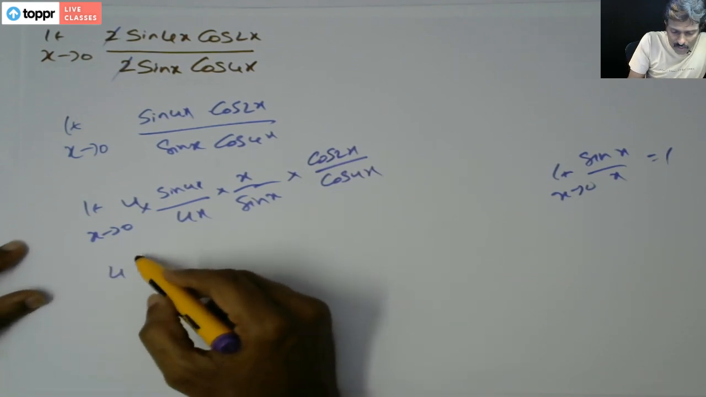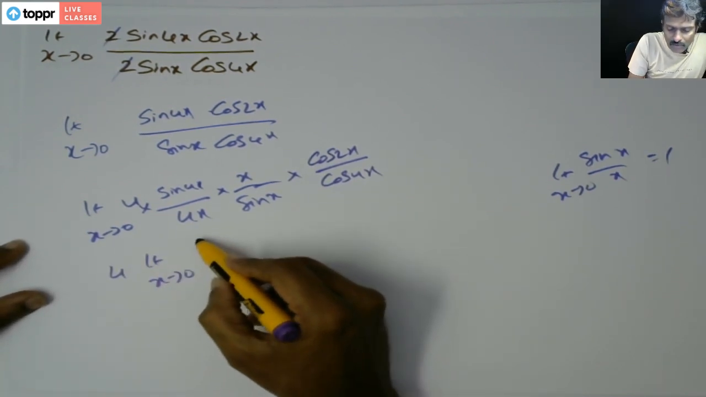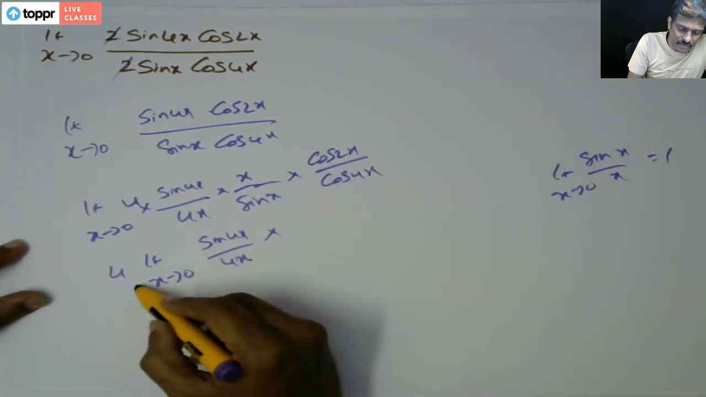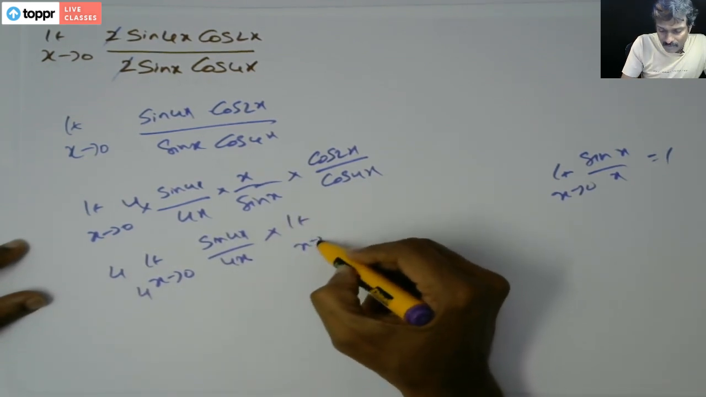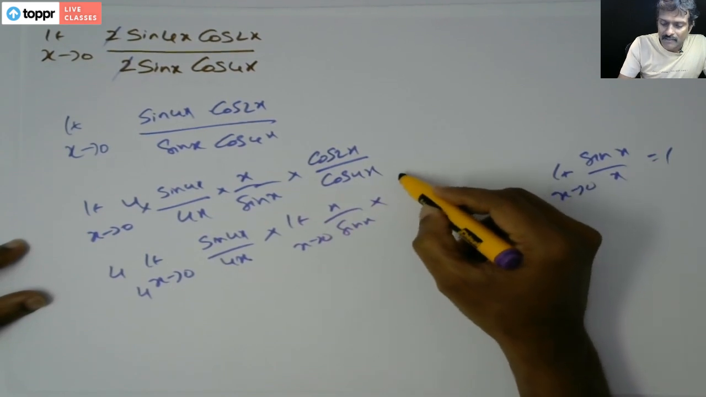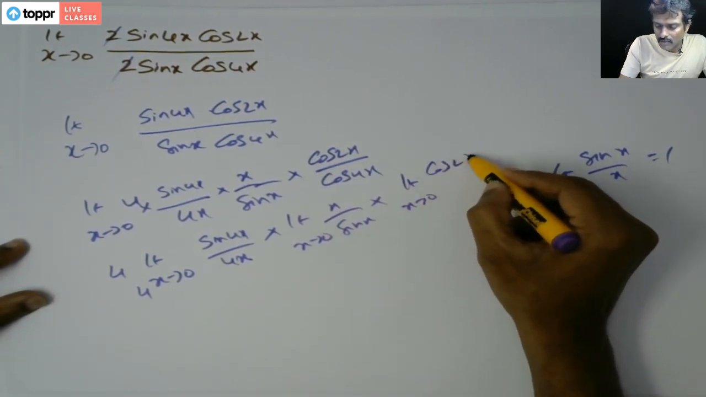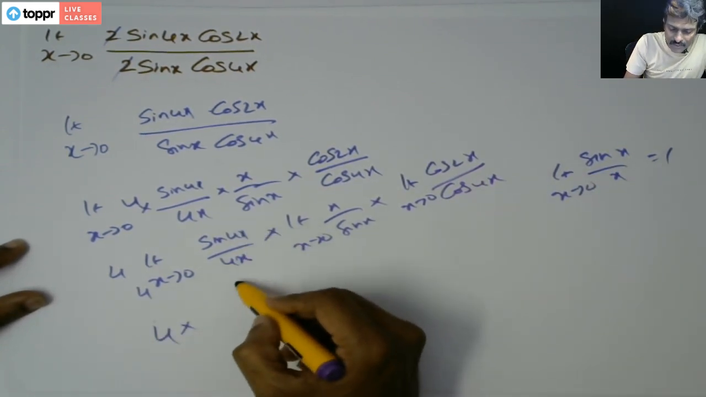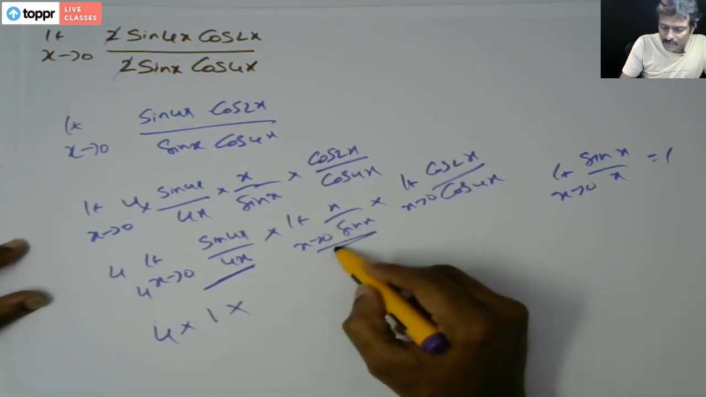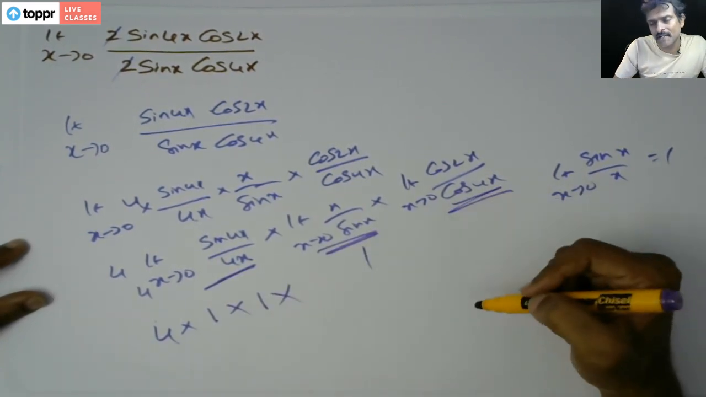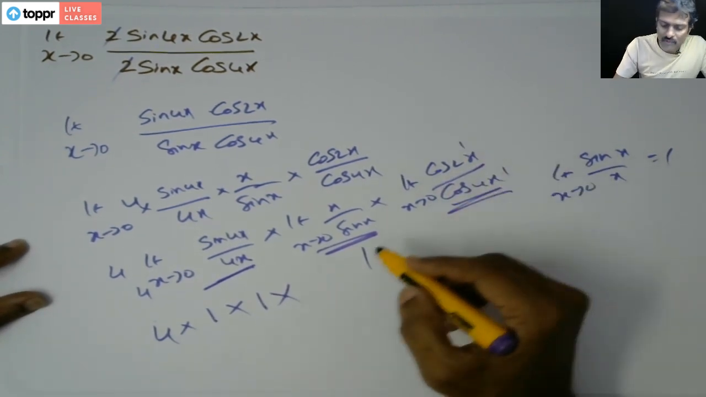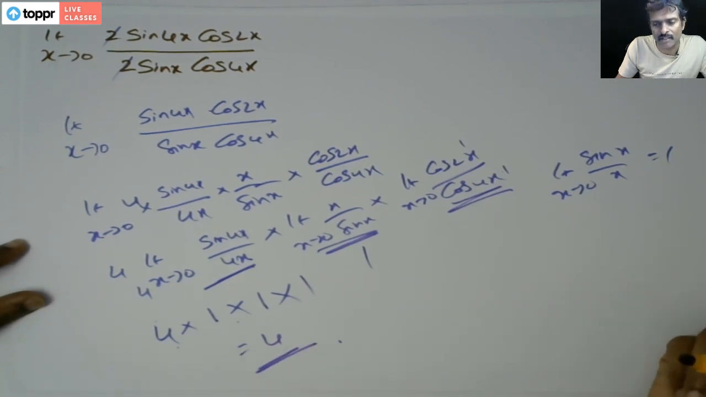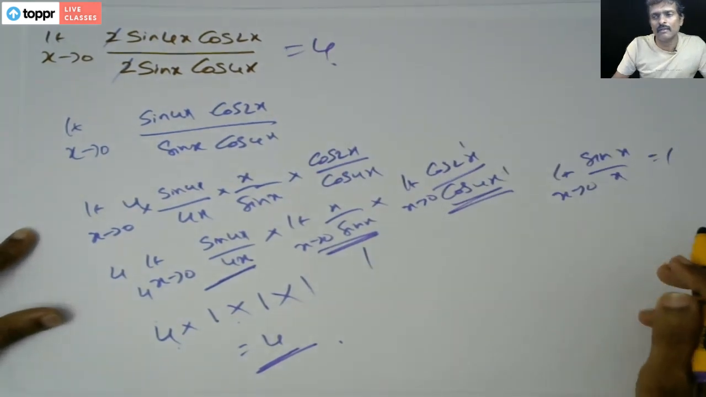So I bring this 4 out from this limit. Limit x tends to 0 of sin 4x by 4x, and since x tends to 0, 4x also tends to 0, times limit x tends to 0 of x by sin x, times limit x tends to 0 of cos 2x by cos 4x. This is 4 times 1 times 1 times this value. Cos 0 is 1 and this is 1, so 1. So 4 times 1 times 1 times 1 is 4, the limit of this function. Right? This is 4. Clear?